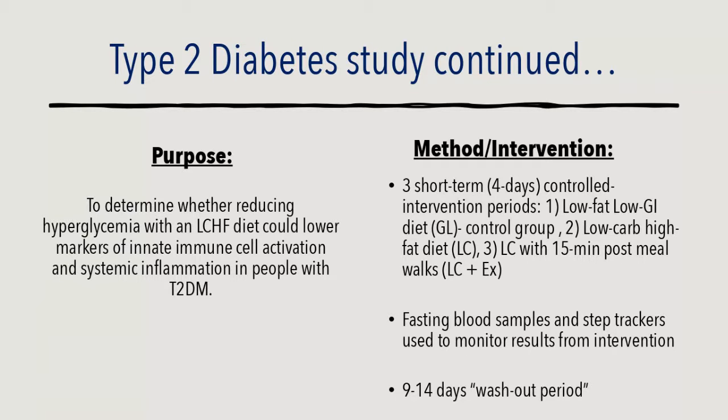They also used fasting blood samples to monitor glucose amounts, and all the participants wore step trackers to help monitor the results and to make sure that participants were actually doing what they were supposed to in the study. To help make sure that all the interventions were as effective as possible, there was a 9 to 14 day washout period, giving their bodies some time to adjust before the next one to see the true effects of the interventions.